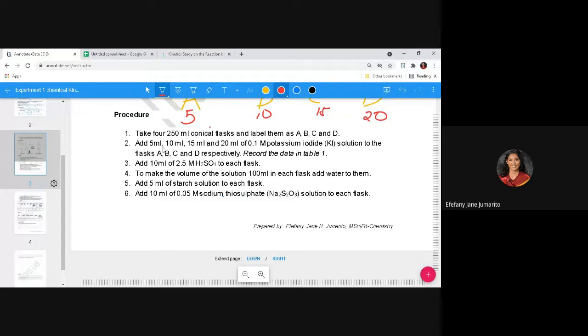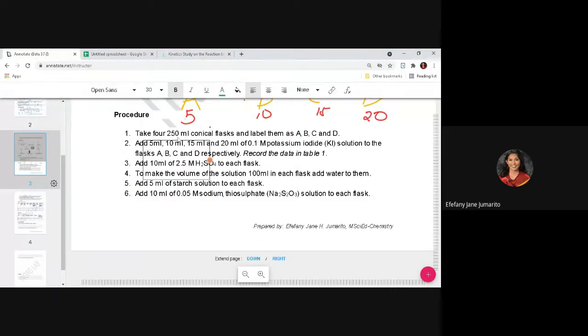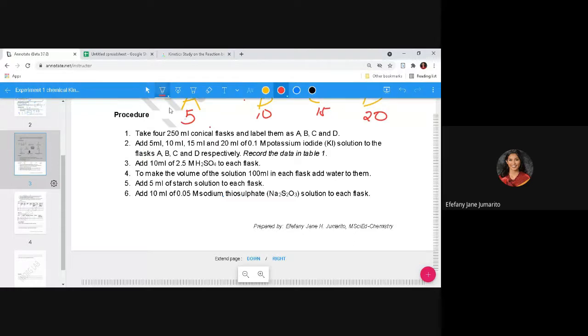Okay, procedure 2 again. Lisayaw, please read. Procedure 2. Add 5 ml, 10 ml, 15 ml, 20 ml of 0.1 M potassium iodide KI solution to A, B, C, and D respectively. Okay, so you adjust. Humana naman ta ni 5 ml. Okay. Humana po ta sa atong 10 ml. So, dili na ta sa 20 ml. Add 20 ml.